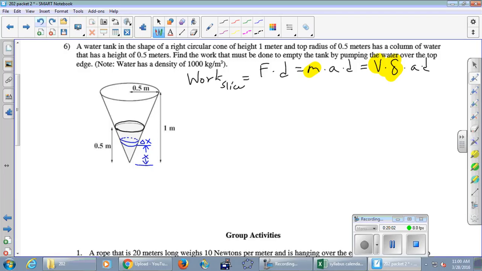And then finally, the volume of that slice, well, that little slice is a tiny cylinder, right? So what's the formula for the volume of a cylinder? Pi r squared times height. And then copying everything else, delta x and the distance. So that is the same as that.